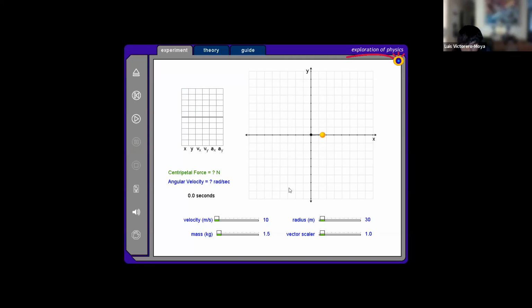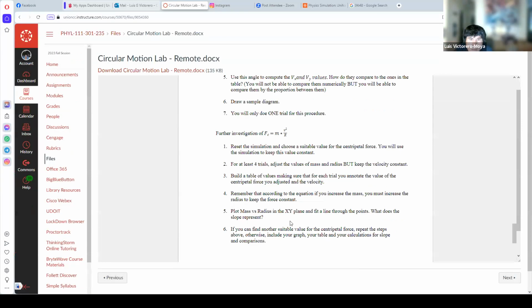So you're going to do that 4 times for 4 different values of m and radius. And then you're going to plot mass versus radius in the x and y plane. You're going to fit a line, and then you're going to find the slope, which is basically the centripetal force divided by the speed squared. And then we'll discuss about it. That's why all this part is extra credit, guys. Like if you manage to do that, that's perfect.